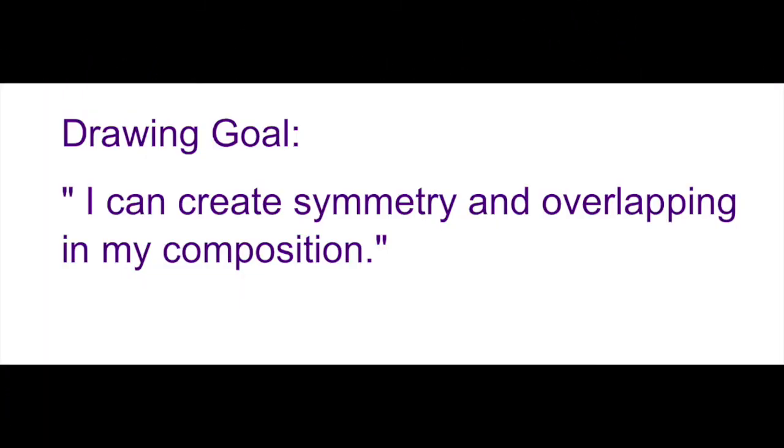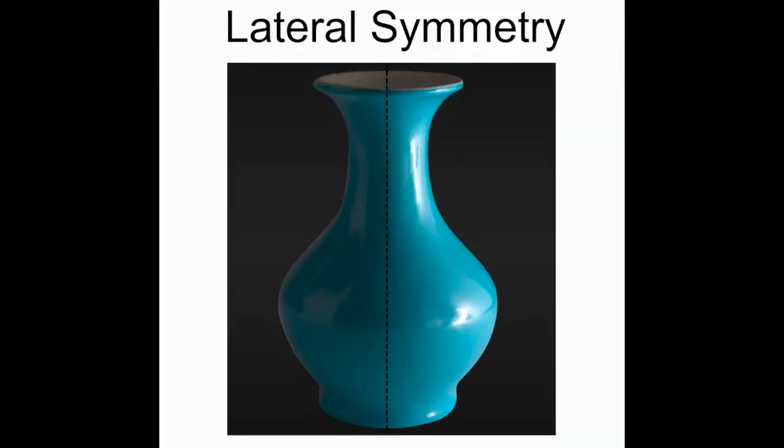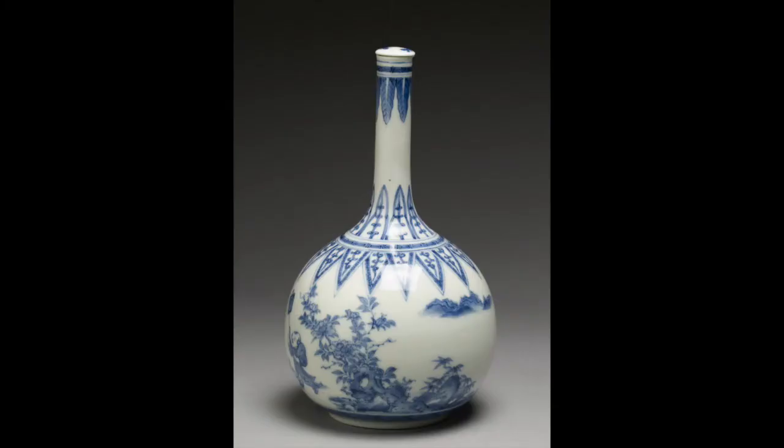Today's drawing goal is that I can create symmetry and overlapping in my composition. The kind of symmetry I'm talking about in this lesson is lateral symmetry, and lateral symmetry means the same on the right as it is on the left. You will begin this lesson by creating vases that are symmetrical, yet all different in size and shape, and we will do this by folding a piece of paper and drawing half of the vase on one side of the fold. And then when we cut that line and open up our folded paper, we should have a symmetrical container.